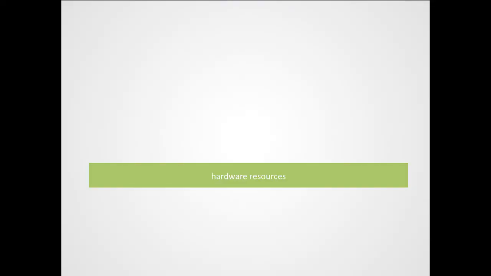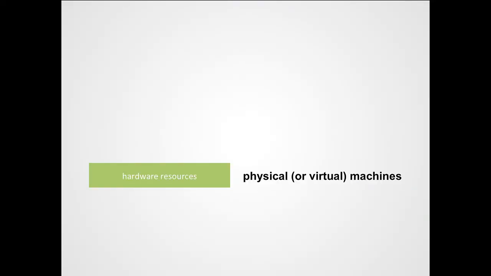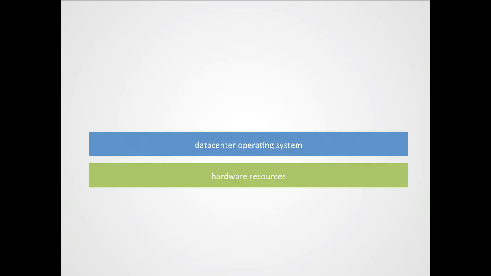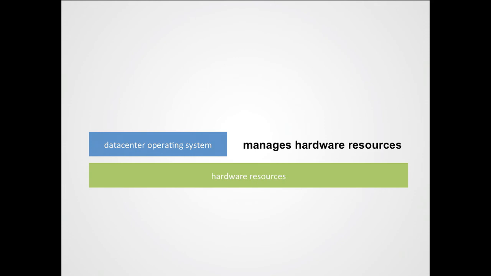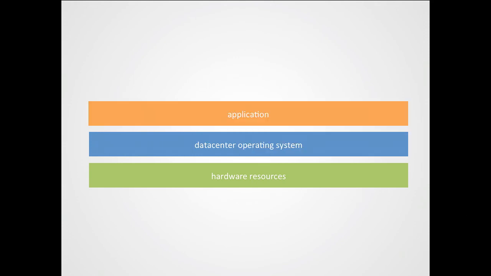So for me, a future stack for the data center would start with hardware resources. These could be physical or virtual machines. Then we'd run something like a data center operating system, whose primary role would be to manage these hardware resources. And on top, we'd run our applications. I just got one application here, but the beauty is really when we can start running multiple of our applications and really benefiting from this level of indirection that we stuck in between our hardware resources.